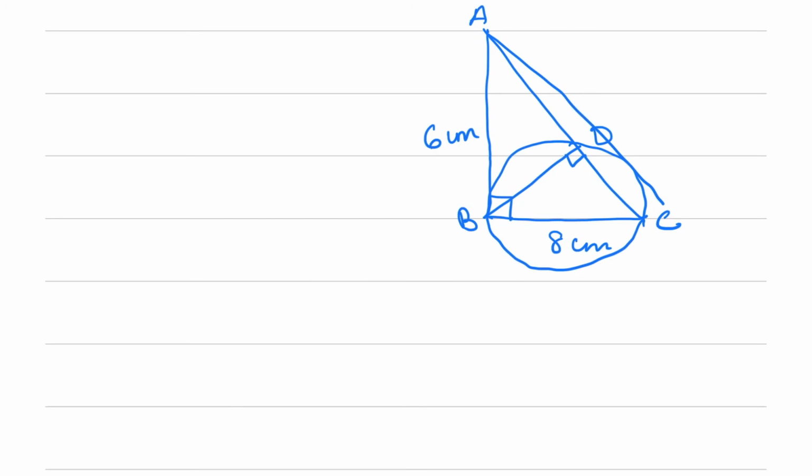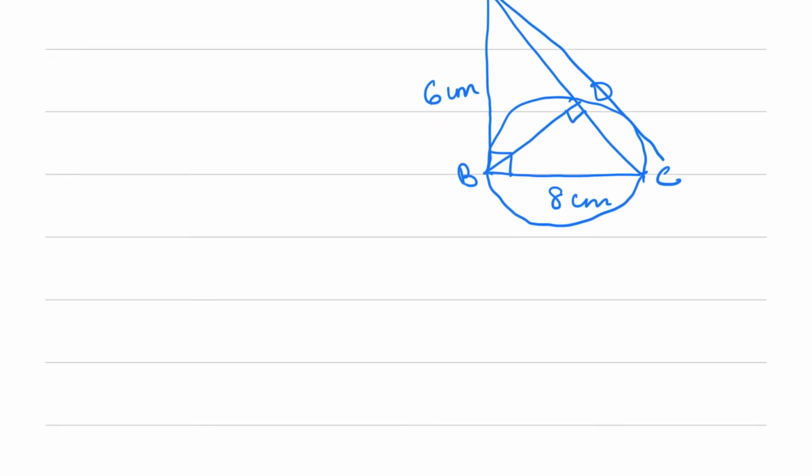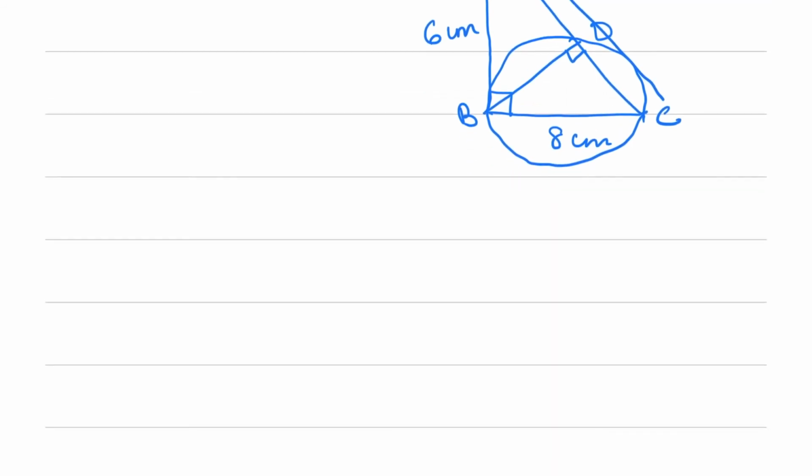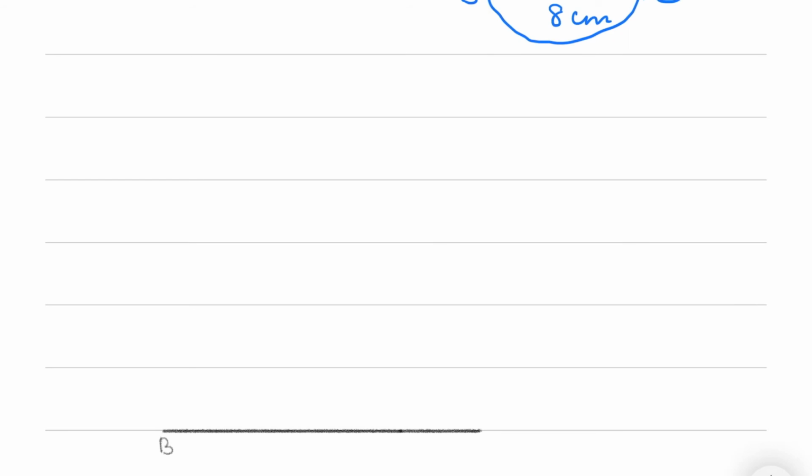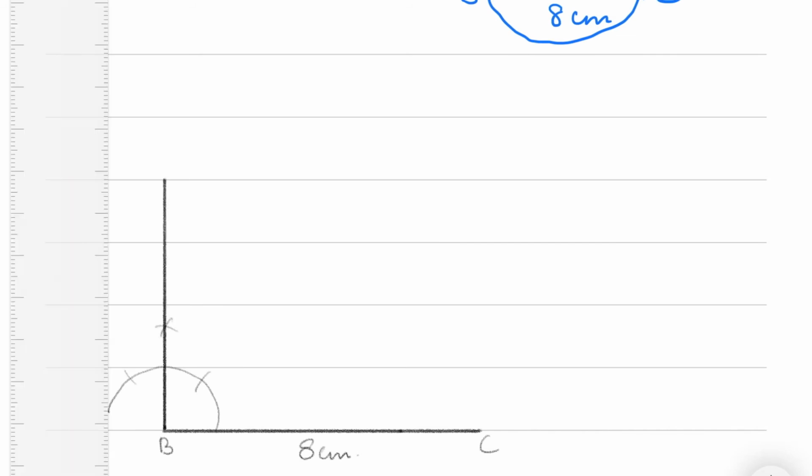Let's start constructing now. So first we are going to make the triangle. So let's take BC as 8 cm. Now we have to draw a 90-degree angle here. So we are going to draw an arc, then with the same radius here and bisecting this angle. So now this is 90 degree and I have taken this as 6 centimeters. So this point is A.